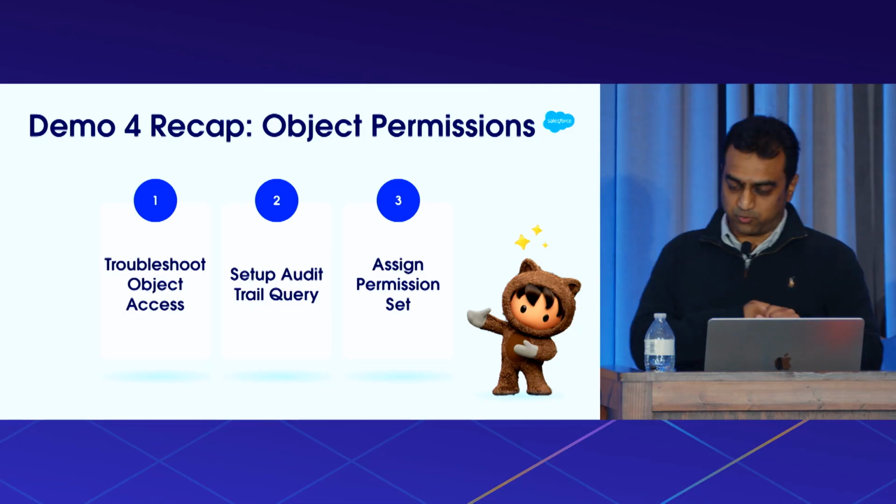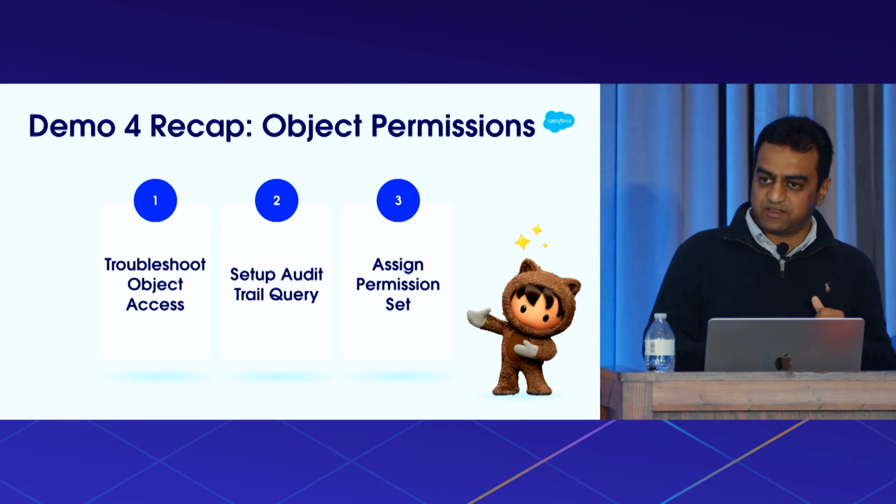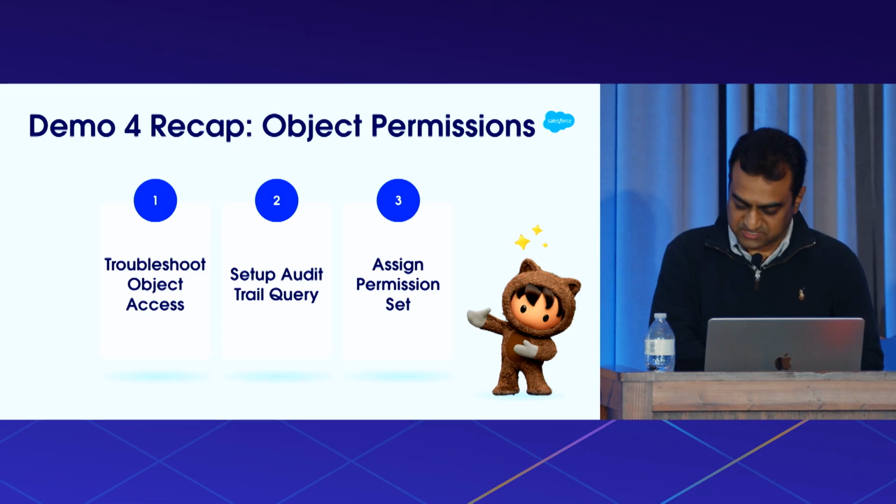So let's recap. The agent was able to help John troubleshoot object access. It was able to query the setup audit trail, which would have taken John on a click marathon. And finally, it was able to help him assign the permission set to Harry.